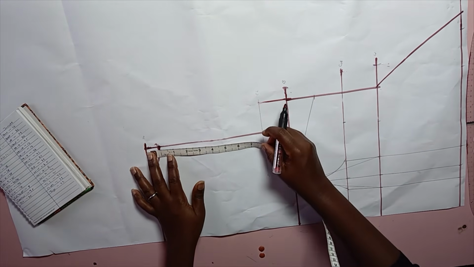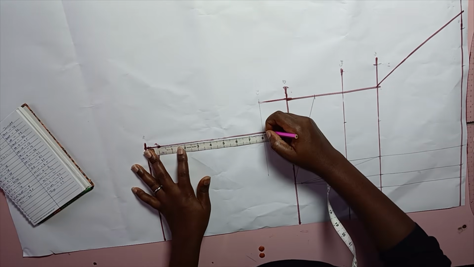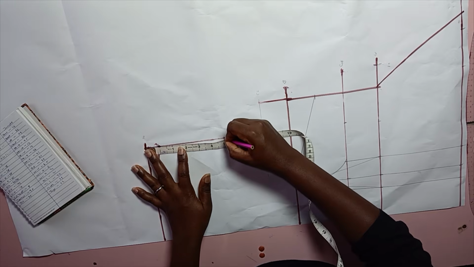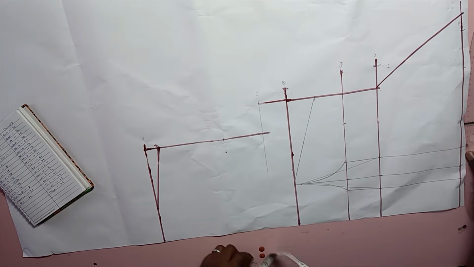So let's come to this upper part now and do our armhole curve. Whatever you have for your armhole here, divide it by 2 and you step down by 1. For the front, you go in by 1 inch, then you connect.